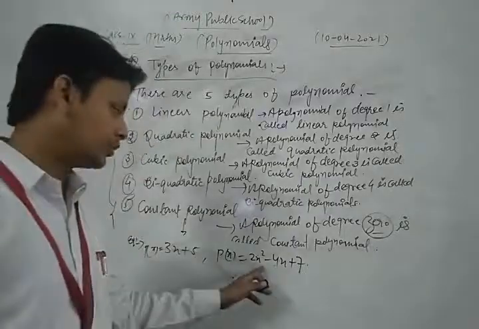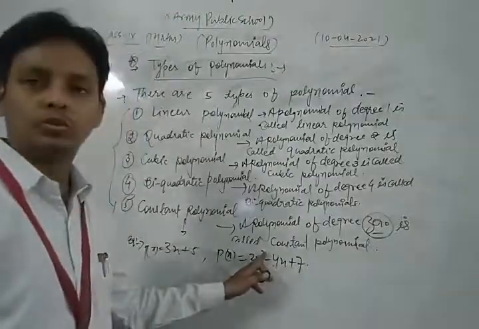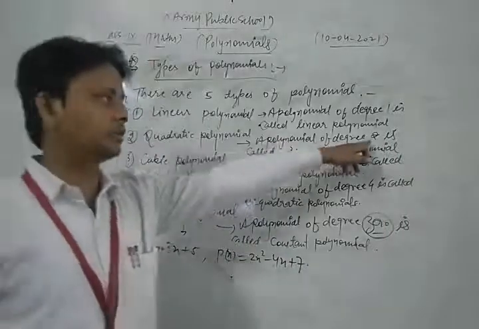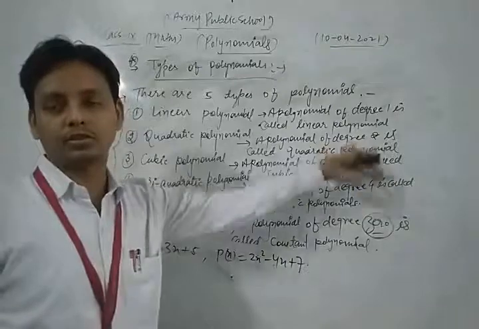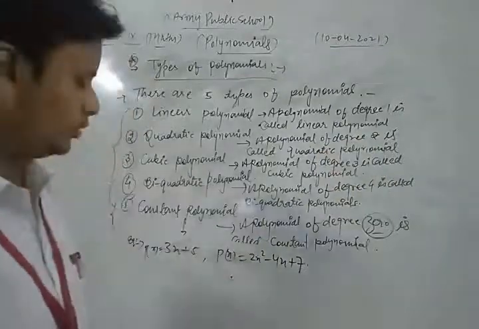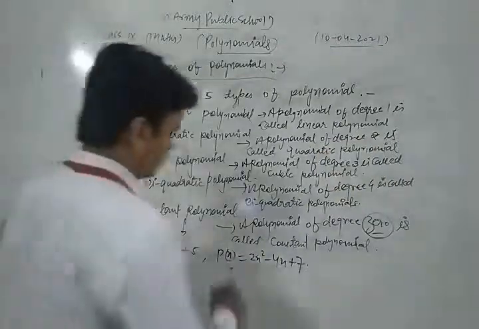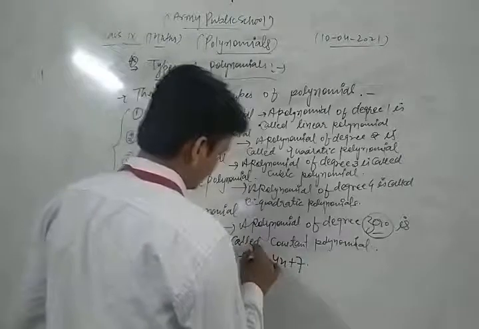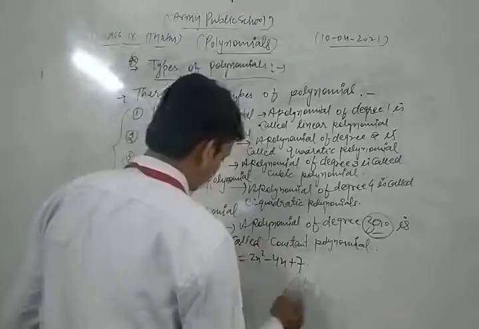Similarly, if we write a polynomial 2x square minus 4x plus 7, this is a quadratic polynomial, because the highest power of variable x is 2, and by the definition of quadratic polynomial, its degree is 2, so it is called quadratic.